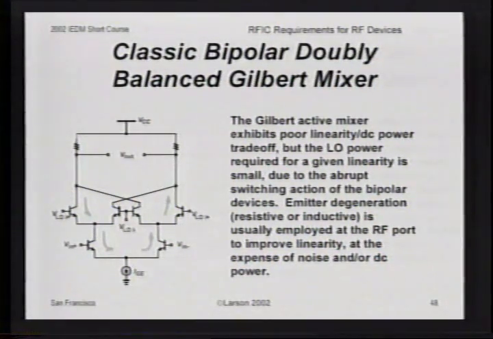Now, a bipolar mixer, by contrast, rarely works well in the passive mode. And so the more common approach is a classic so-called doubly balanced Gilbert mixer, which is very widely used. And the Gilbert mixer, by comparison to a FET mixer, exhibits rather poor linearity, and the ratio of linearity to DC power historically has not been very good.